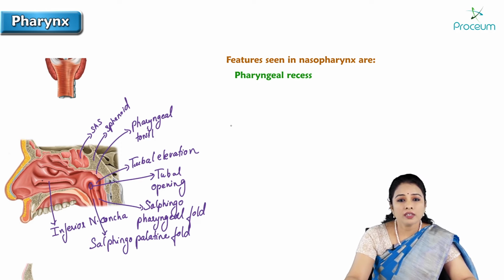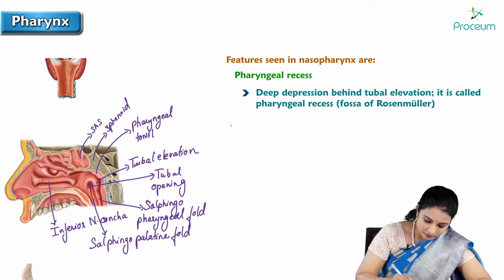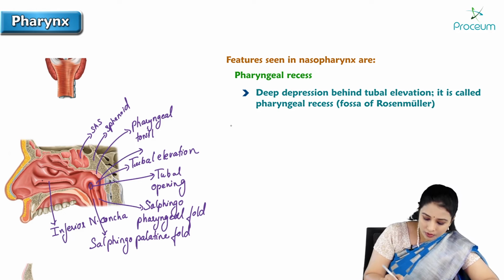Next is the pharyngeal recess. It is a deep depression behind the tubal elevation, and it is called the pharyngeal recess or fossa of Rosenmuller. So posterior to the tubal elevation, the deep groove or depression, whatever you are appreciating here, is the fossa of Rosenmuller.